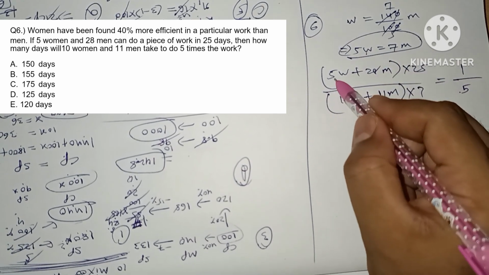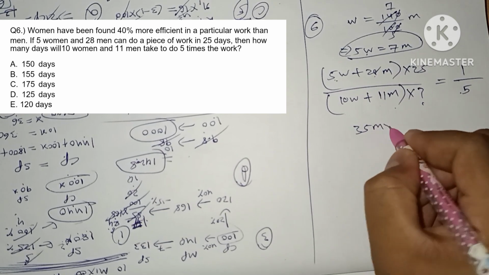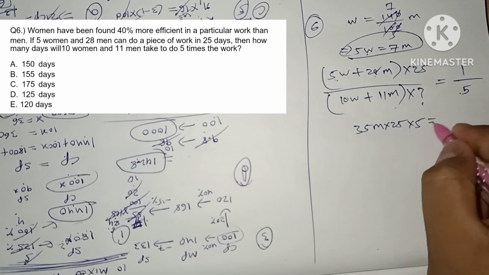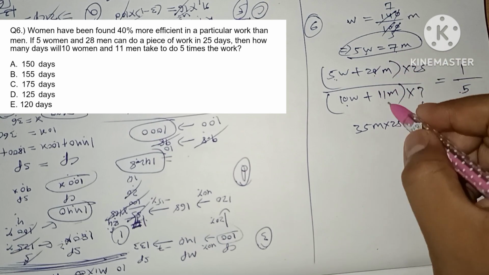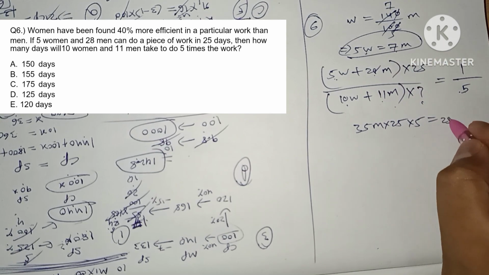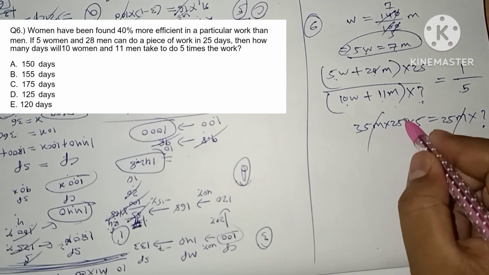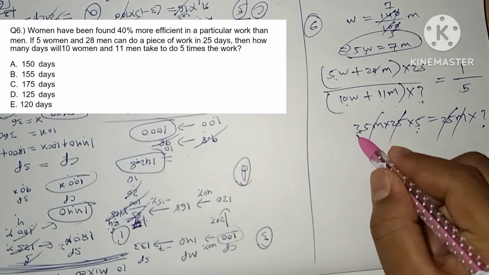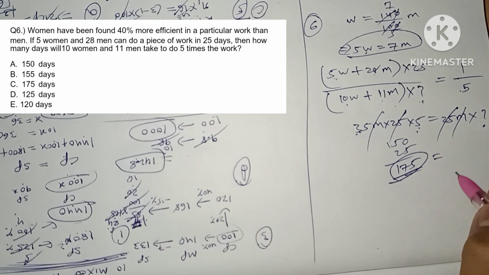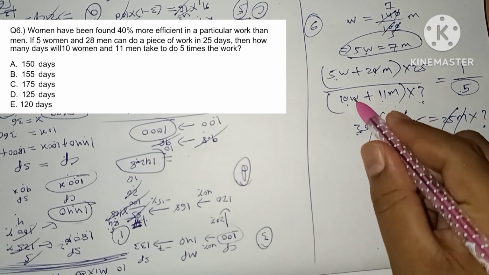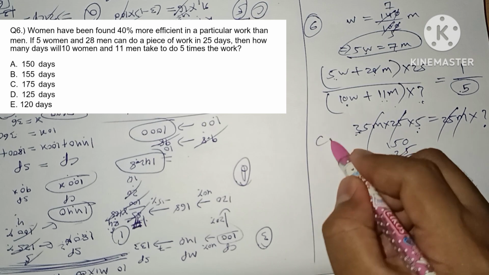So from this we can write 7m plus 28m, which will be 35m into 25. This 5 comes here, 5 equals 10w. Instead of 10w we can write 14 men. 14 plus 11 will be 25 men into the unknown number of days. So men and men cancel, 25 and 25 cancel, and 35 into 5 times, which will be 5 into 35 times 25, 150 plus 25, which will be 175. This is our answer. So it takes 175 days to complete 5 times of the work by 10 women plus 11 men. So the answer is 175. Option C is the answer for the 6th question.